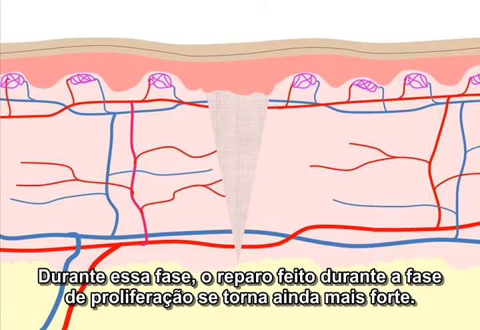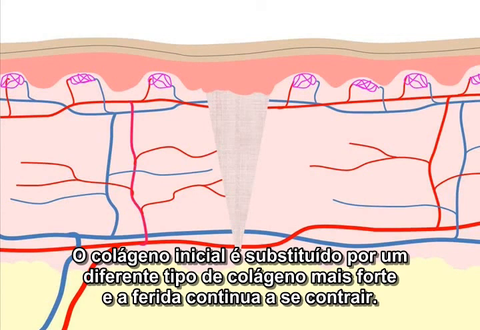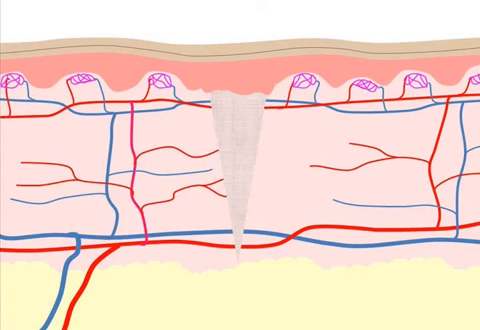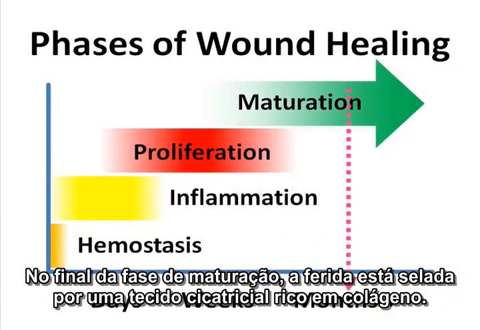During this phase, the repairs that were made during the proliferation phase are made even stronger. The original collagen material is replaced with a different, stronger type of collagen and is arranged in a more favorable pattern, and the wound continues to contract. So toward the end of the maturation phase, the wound is permanently sealed with a collagen-rich scar tissue that has little of the vibrant cell activity present during the proliferative phase.